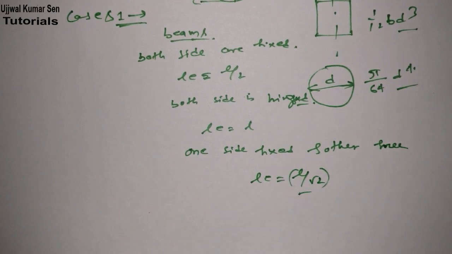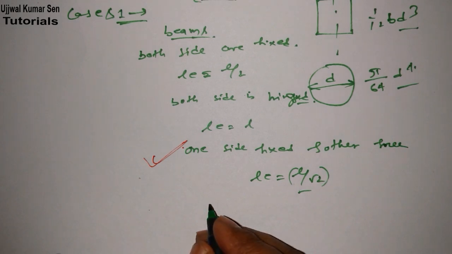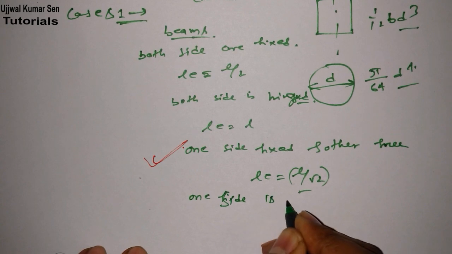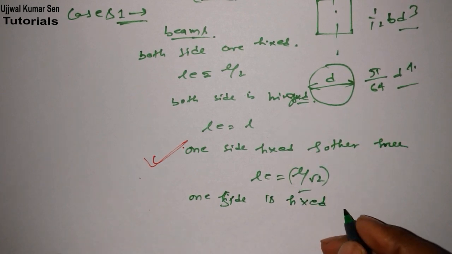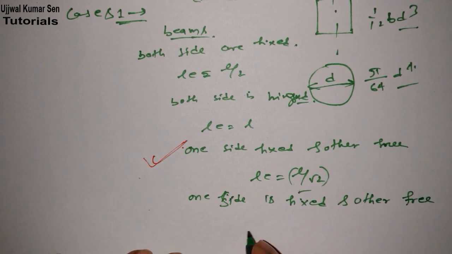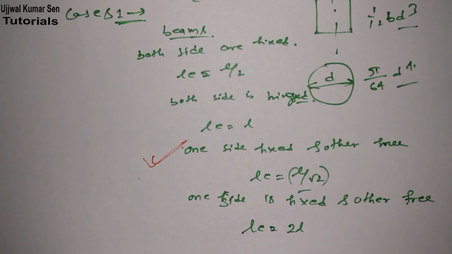This is the condition they have asked in the question, that's why I am sharing it with you. And the third condition is one side is fixed and the other free, therefore LE is equal to 2L. Okay, so this is about the hinge surface and Euler's load equation. I hope you are getting my point, and of course you can understand it much better if you solve a few problems related to it, right?